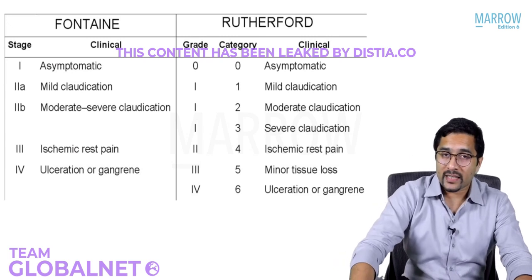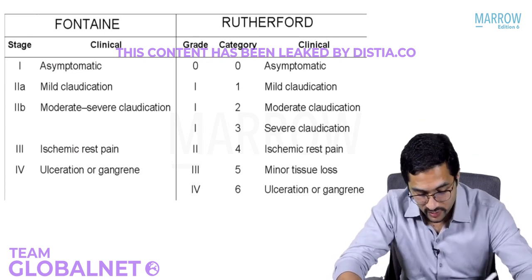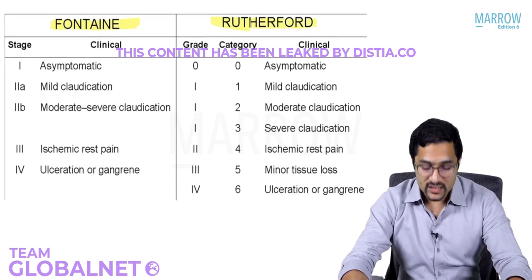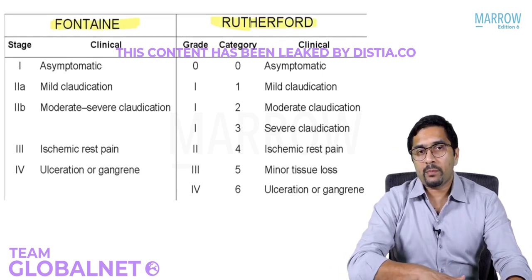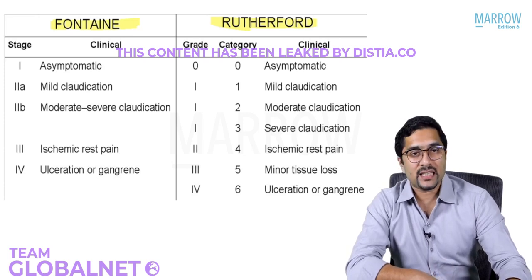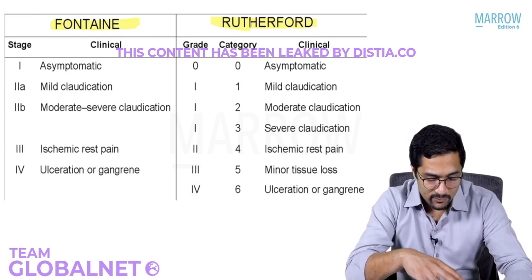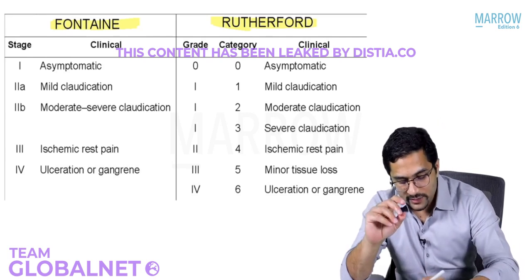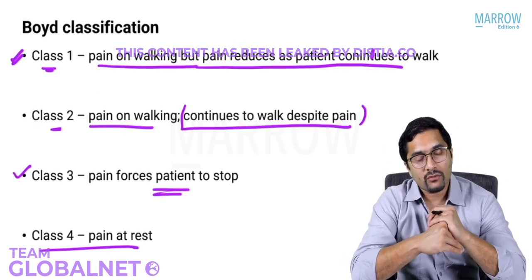You can also have a Fontaine and Rutherford classification for claudication. But what has been mainly asked is the Boyd's classification. So only if you're preparing for the super specialty exam or the INI-CET exam, then try to remember the details of Fontaine and Rutherford. Otherwise, only Boyd is good enough for your exam.